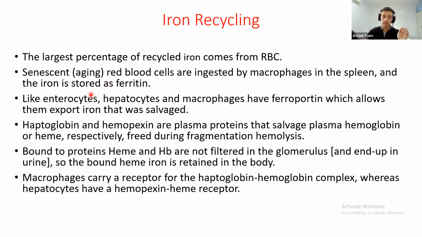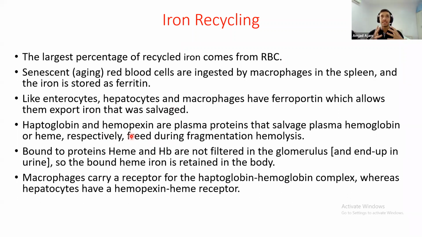It depends on the hepcidin. Also, iron is stored in the hepatocytes and macrophages, which have the ferroportin. So if our body needs the iron stored here and here, it will be released. We have something called haptoglobin and hemopexin. Basically, those are plasma proteins that bind to the hemoglobin and heme. The haptoglobin binds to the hemoglobin, and the hemopexin binds to the heme.